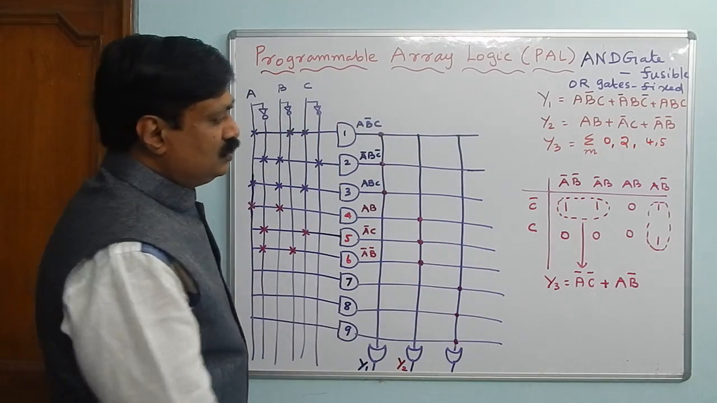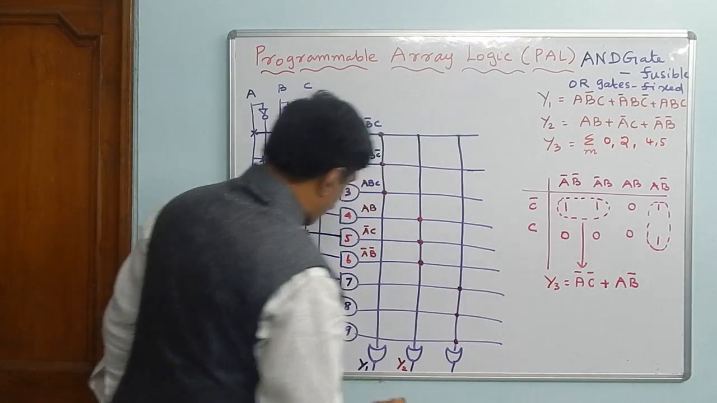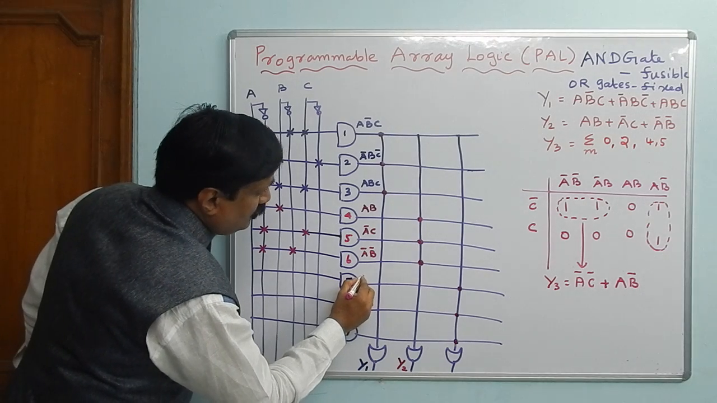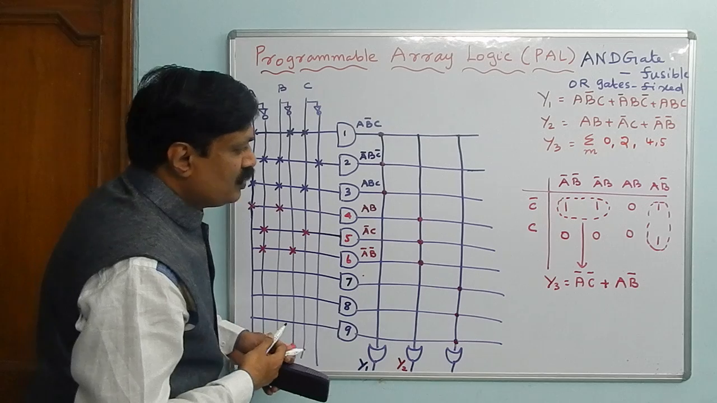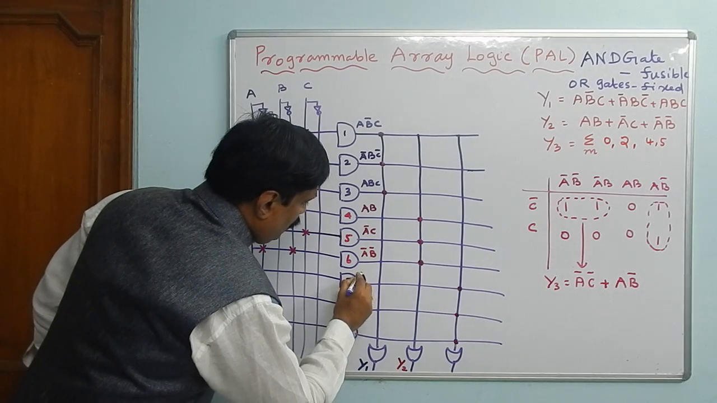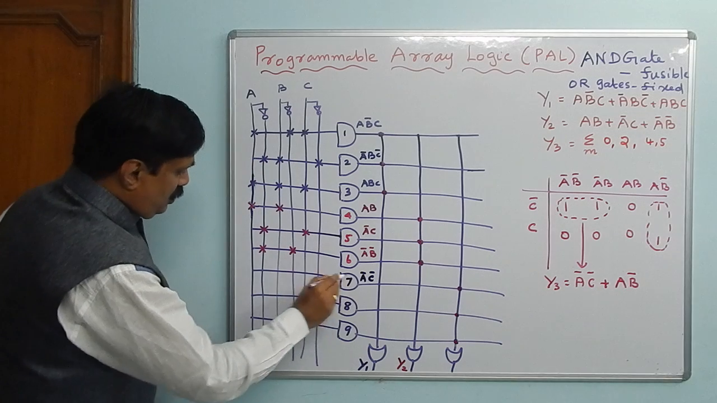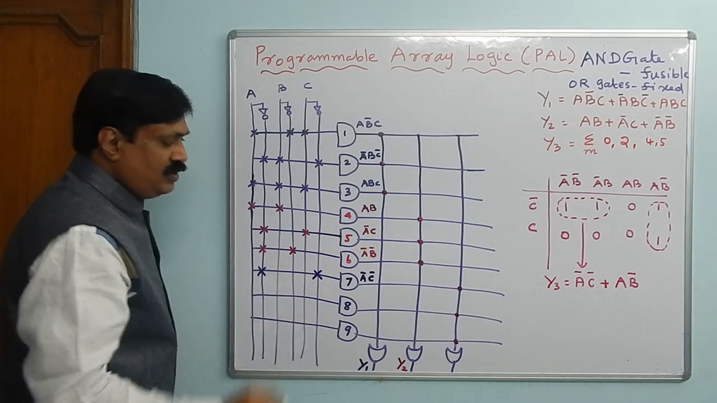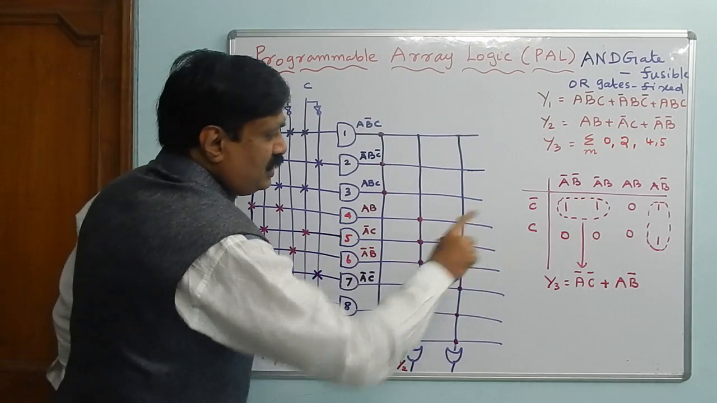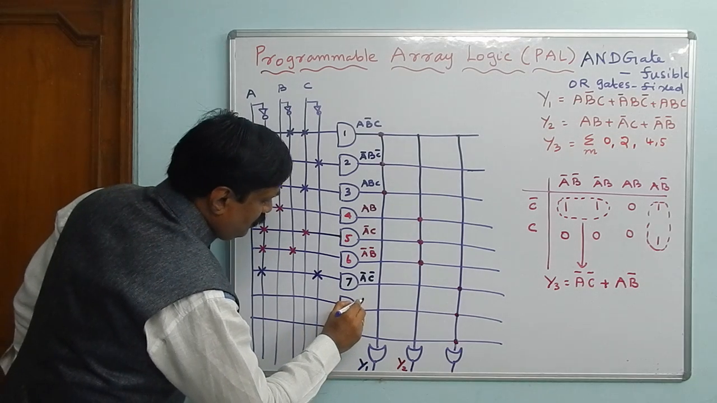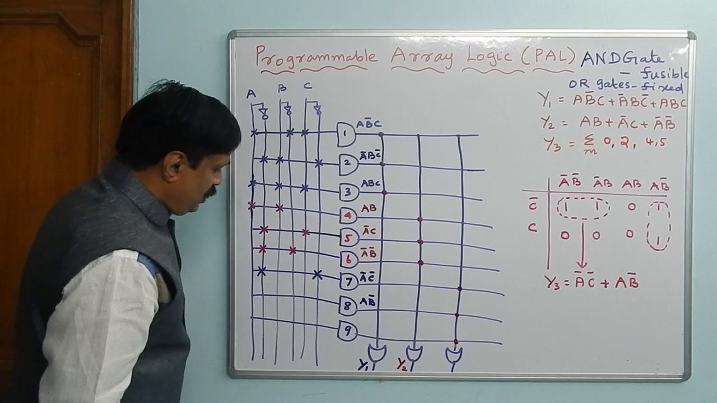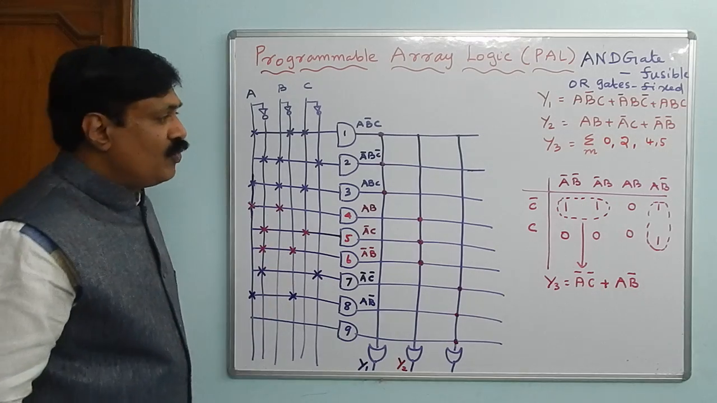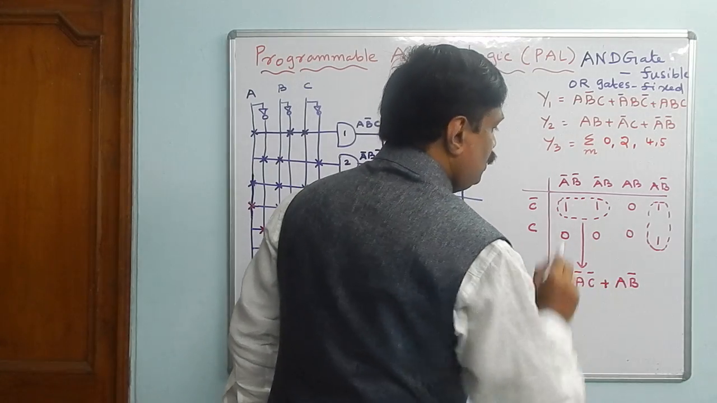Now Y3 equals A bar C bar. Therefore, here you can connect to the 7. Here you can change the color. A bar C bar. Now this is A bar and this is C bar. And the second term is A B bar. That means here A and this is B bar. Only two terms are there.